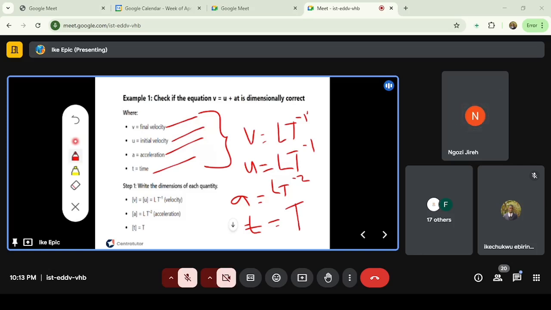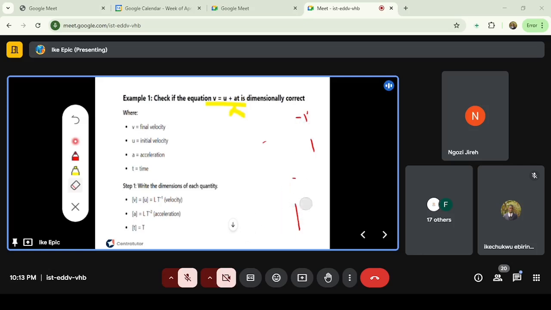So these are the dimensions for v, u, a, and t. And that's what we have from our question here, v, u, a, and t. So with this, we've done our first step, getting the dimension of all the parameters that were given to us. The next step now is to represent them in form of right-hand side and left-hand side. We'll group them into the right-hand side and left-hand side.